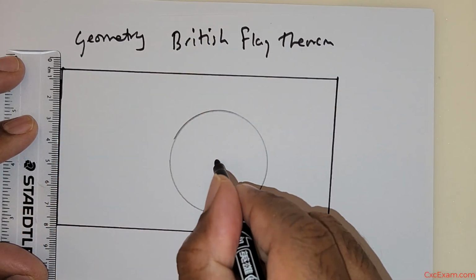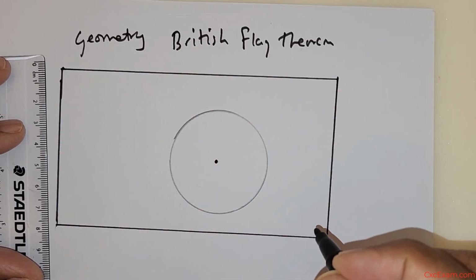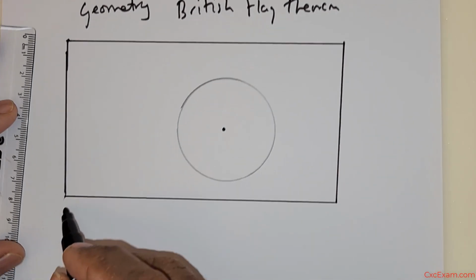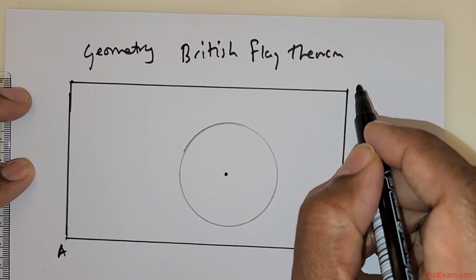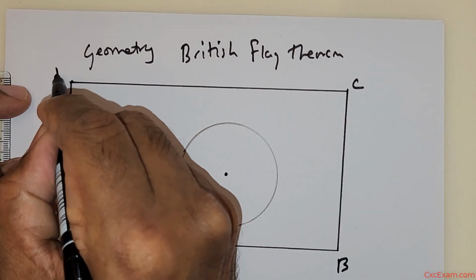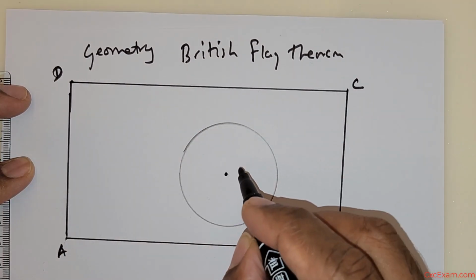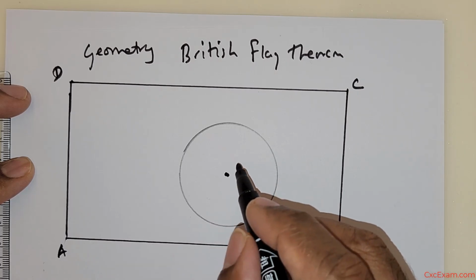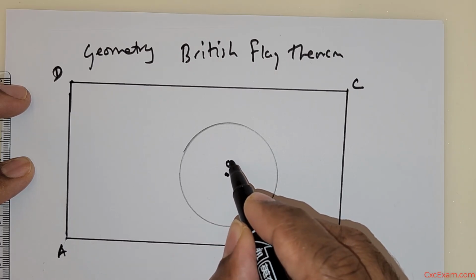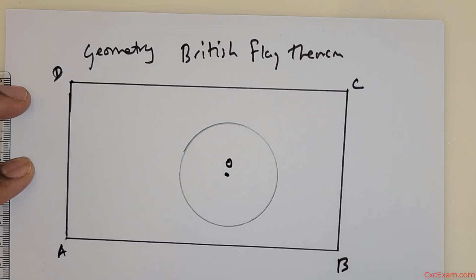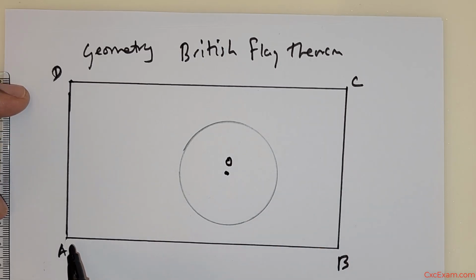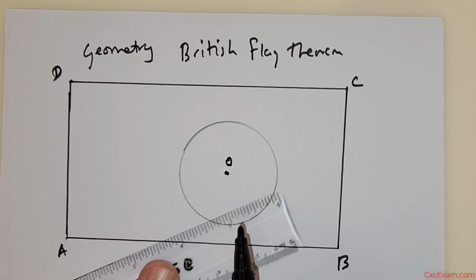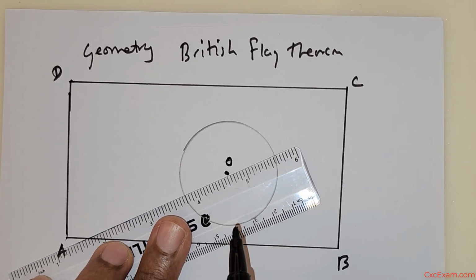Okay, so you have a center there, and we got the following naming of the rectangle A, B, C, D. Now I'm going to take the center as the center of the circle O. Now from each of these corners of the rectangle, we will drop connectivity to the center.